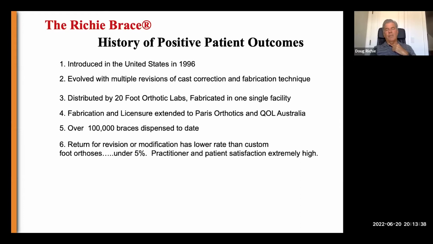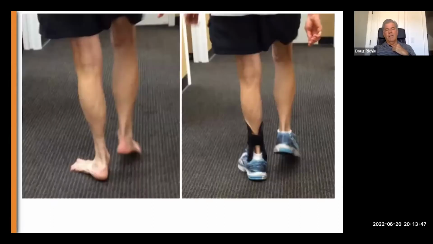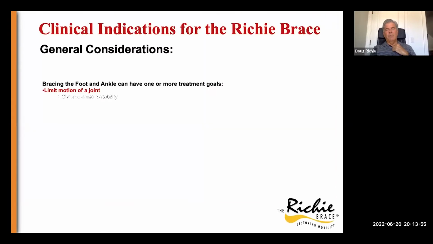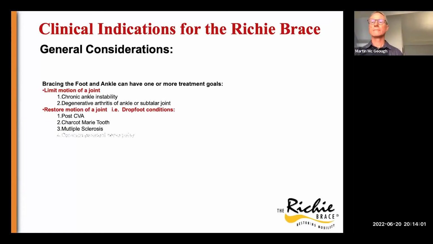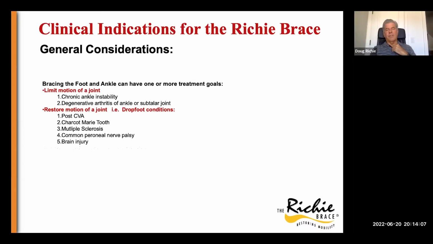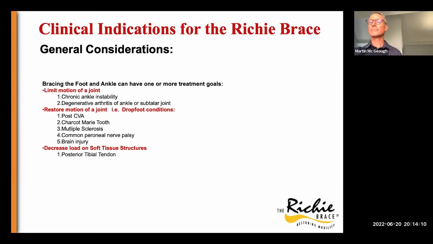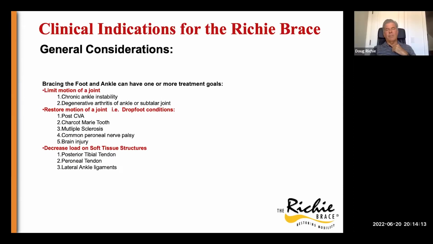And we now know that we achieve a positive patient outcome about 95% of the time, with very few braces returned for modification. As I showed you in the previous webinar, the effects of this brace on adult acquired flat foot are profound. But I want to move beyond that now and talk about applying the brace, as we're going to start with drop foot conditions. We're going to go through Charcot-Marie-Tooth, post-stroke, and common peroneal nerve palsy. And then we're going to talk about decreasing load on other soft tissue structures besides the posterior tibial tendon, we're going to discuss the peroneal tendons and the tibialis anterior.